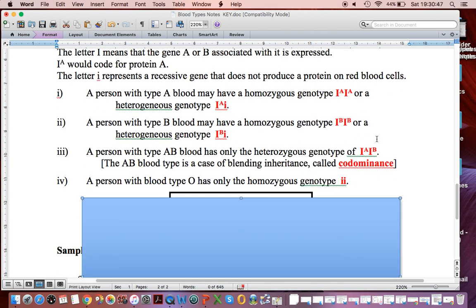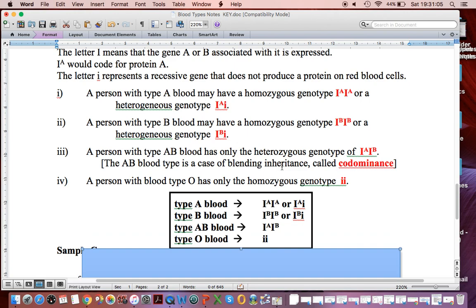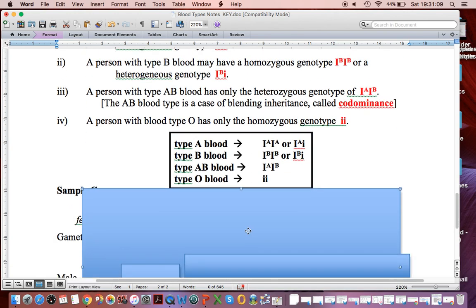So here we have 6 genotypes, but we know there's 4 phenotypes. If you're type AB, that's your genotype. If you're type O, little i, that's your genotype. But if you're type A or B, you need more information to know if you're homozygous or heterozygous. So all of this information is summarized in this little chart here.